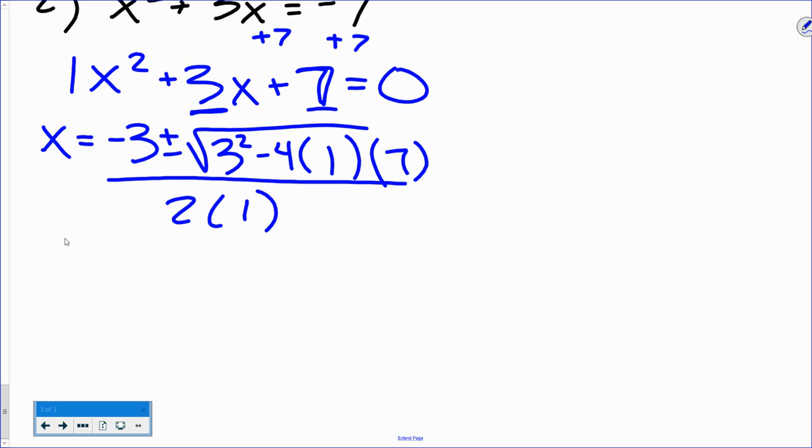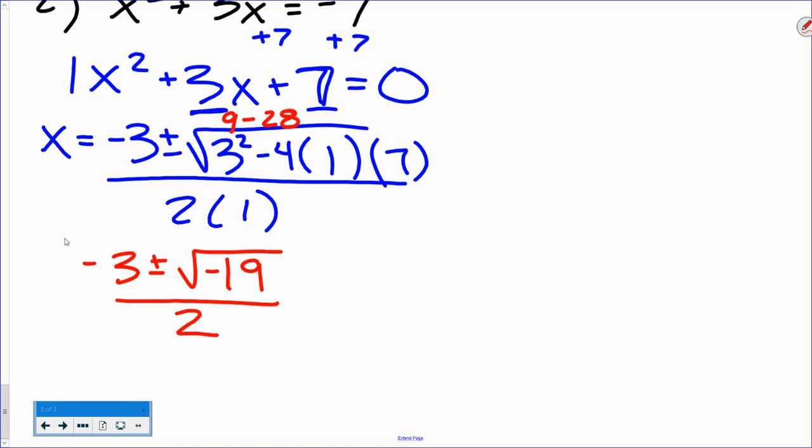So what's going to happen in problems in this unit is we're going to end up getting a negative in the square root, which we would say is no real solution. That's true, but we are going to write it as an imaginary solution. So 3 squared gives me 9. Then I've got 9 minus 28. So then negative 3 plus or minus the square root of negative 19. Divide all that by 2.